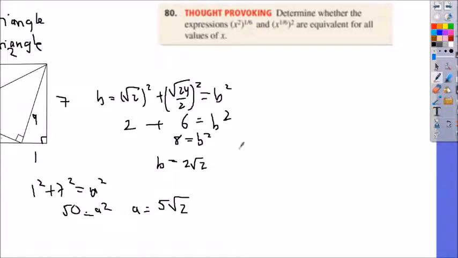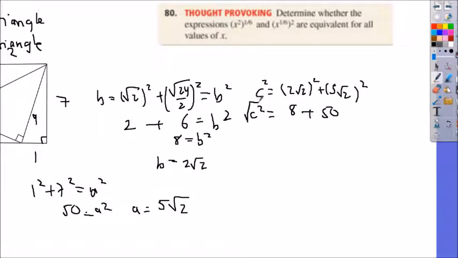How about c? c squared is equal to 2 square root 2 squared plus 5 square root 2 squared. And what's 2 square root of 2 squared? That's 8. 5 square root of 2 squared, 50. So 58. So you take the square root of 58. That's just square root of 58. There's no way you can change that.